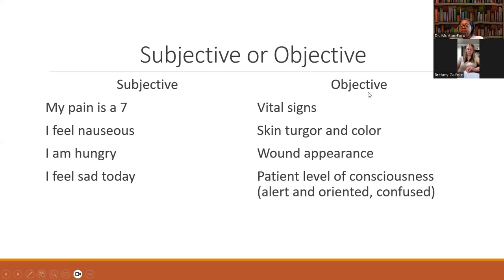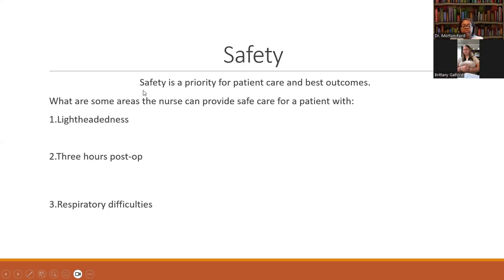Some other objective data is maybe like an X-ray report, lab results. We're looking at the doctor's orders and we can see the list of medications. That is chart obtained objective data. But subjective, the subject, the person tells us that information.